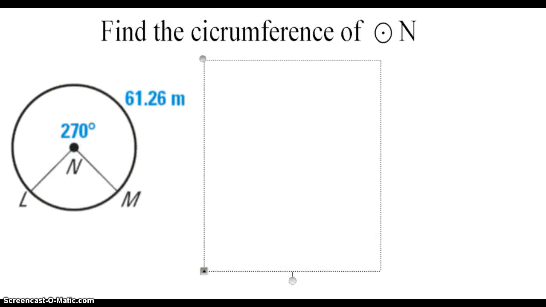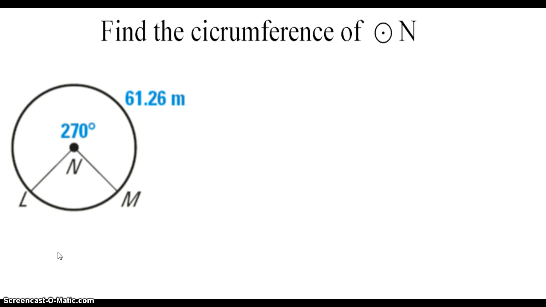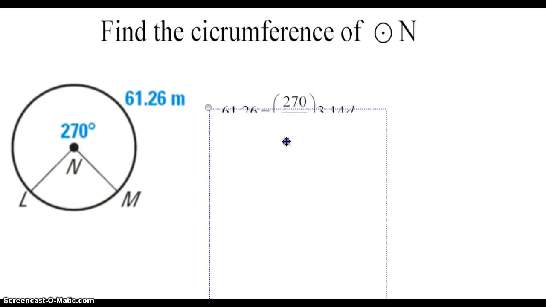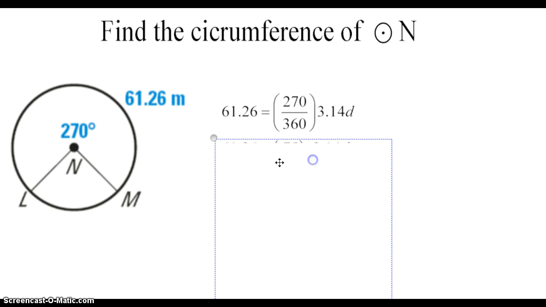I have 2 more problems, and they're similar problems. I give you an arc length this time. I give you the measure, but I'm looking for something else. In this problem, I'm actually asking you for the circumference. Now, some people might not be able to see that right away. So I set it up like this. I set up the arc length, 61.26, equals the measure over 360. So 270 is the measure that goes with this arc length over 360. I multiplied it by pi, and then I times it by the diameter, which is what we've been doing.